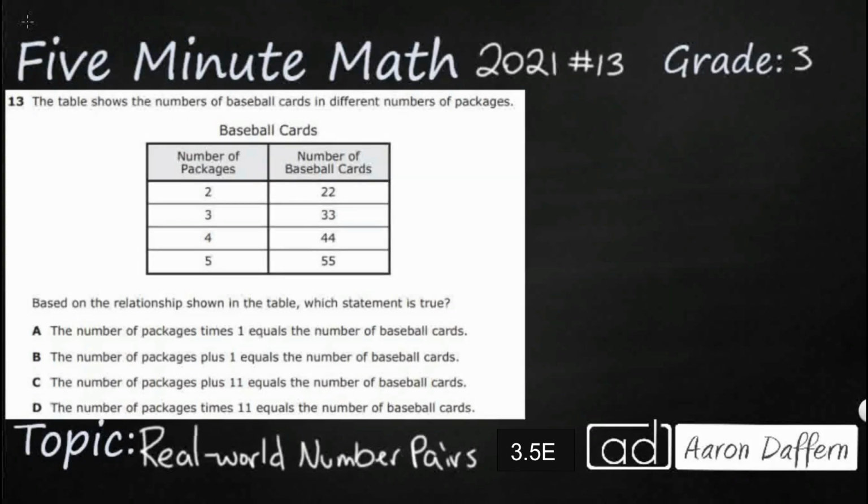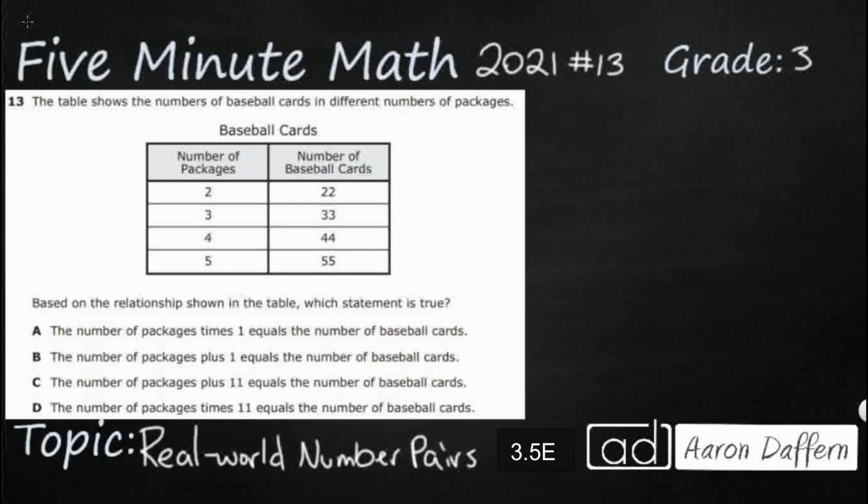Today we are looking at the third grade concept of real-world number pairs. This is standard 5.3E in the great state of Texas, and we are using item number 13 off the 2021 released STAAR test. If you have not done so already, please go ahead and take a moment to pause the video, work this problem out on your own, unpause it, and then we will look at our answers together.